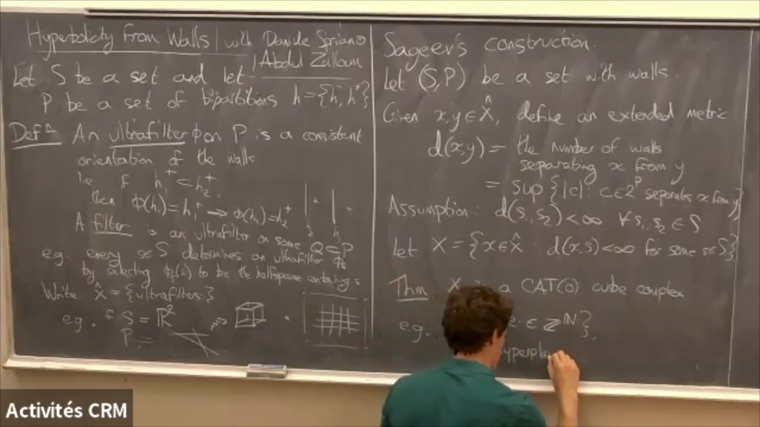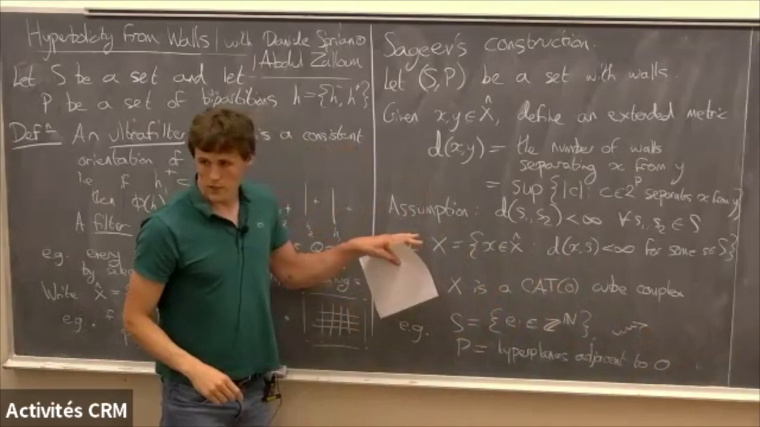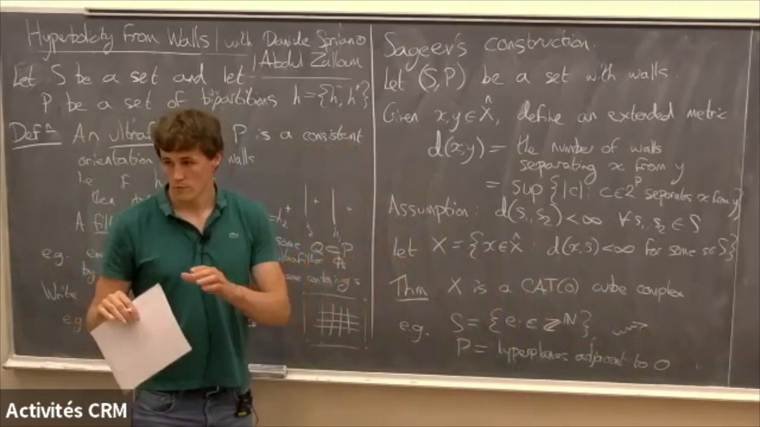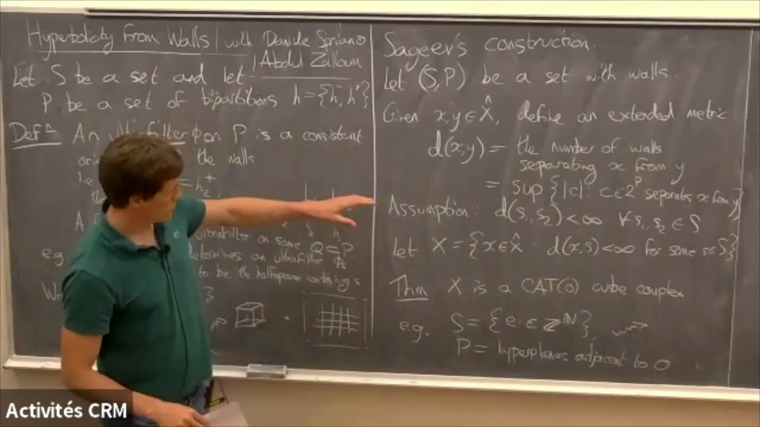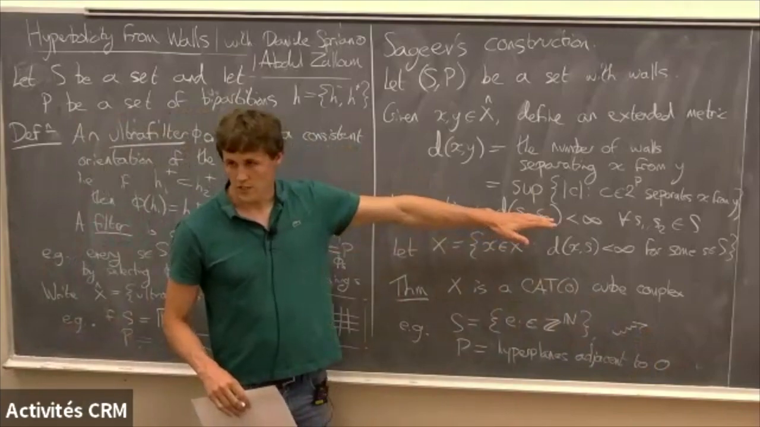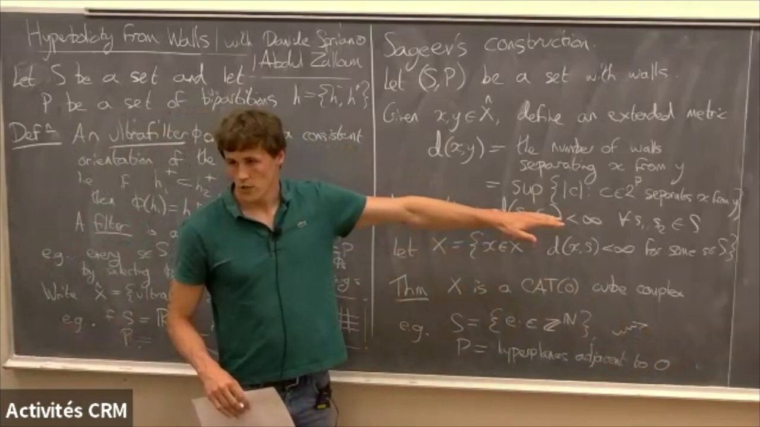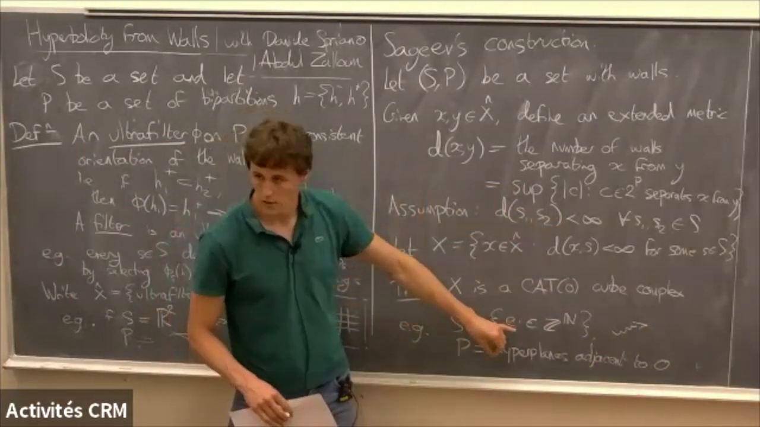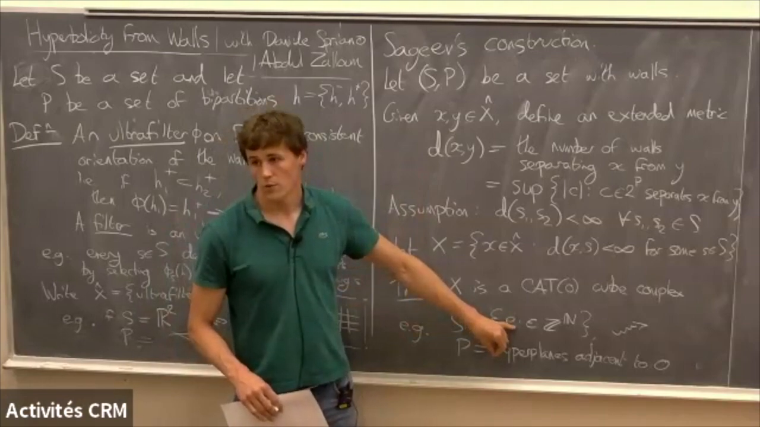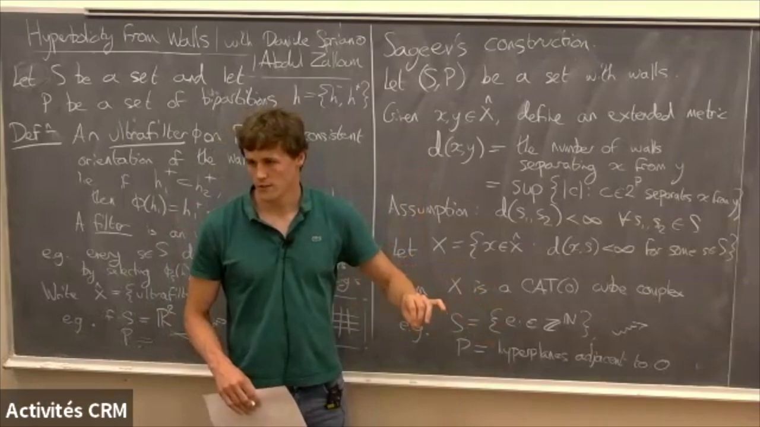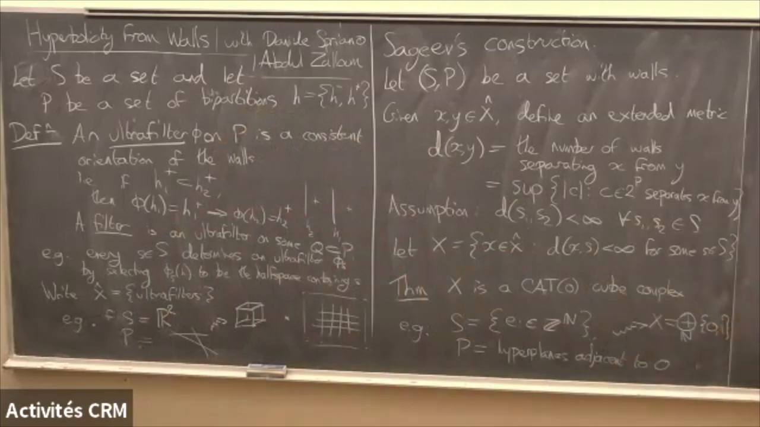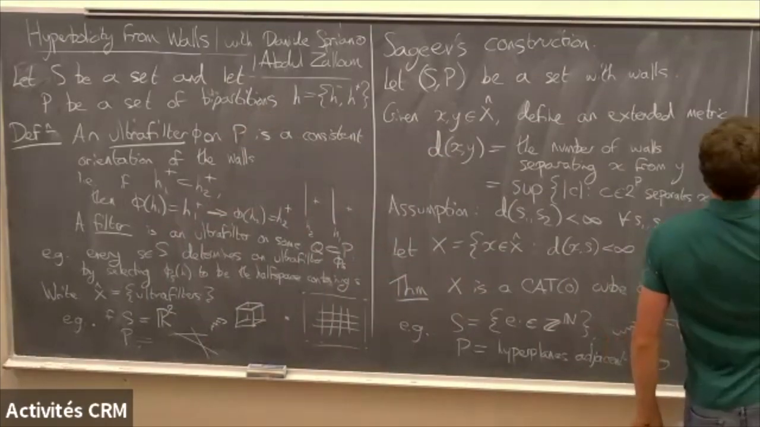Hyperplanes adjacent to 0. Then the dual cube complex that you get here is an infinite dimensional cube, but you have to make sense of what that means. 2 points are at finite distance if they're separated by finitely many walls. So if the origin is one of your points, which it is because it's adjacent to each of these, then you can only hit points that have finitely many ones. So X is all the finitely supported sequences. Yeah, did that answer your question? Yeah. Okay.